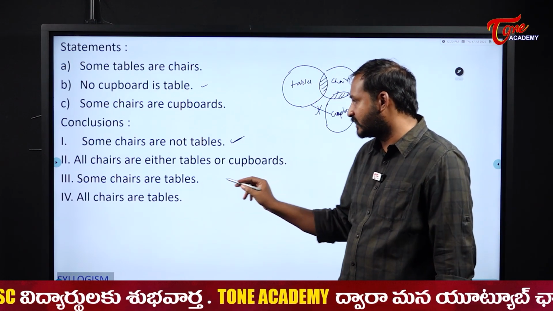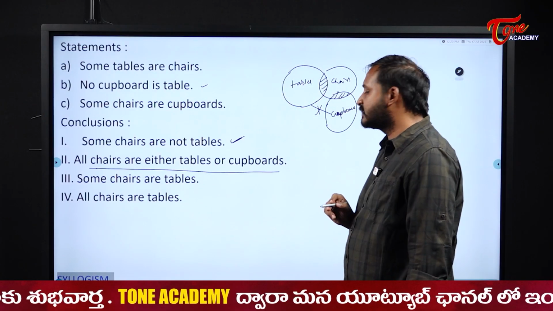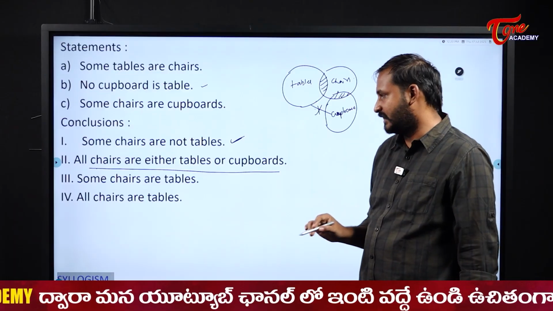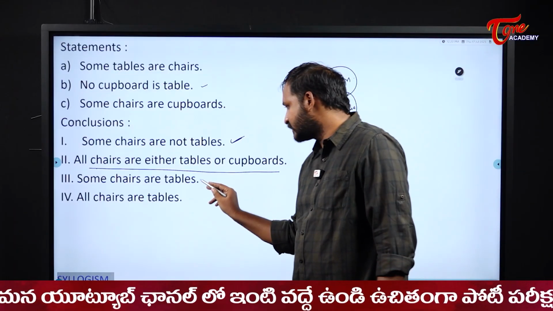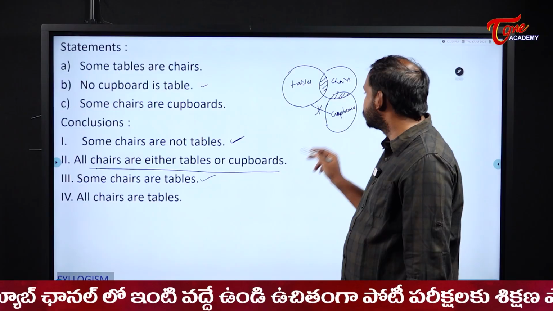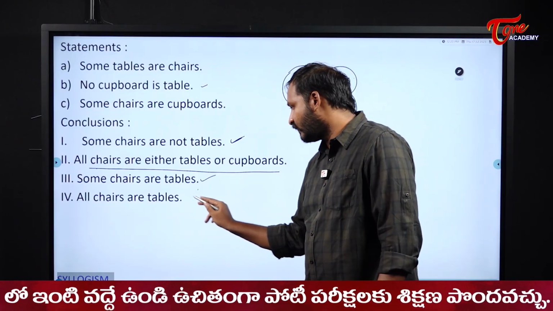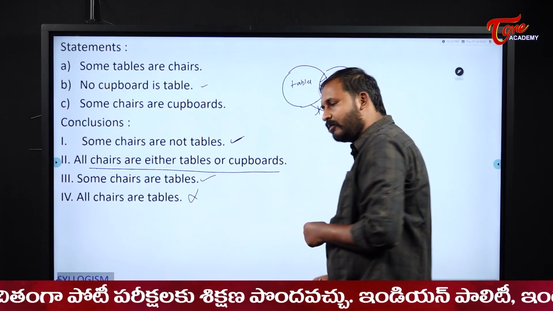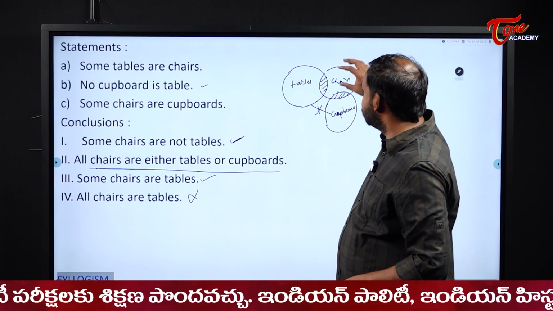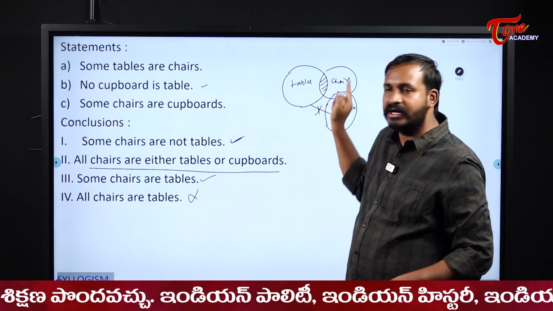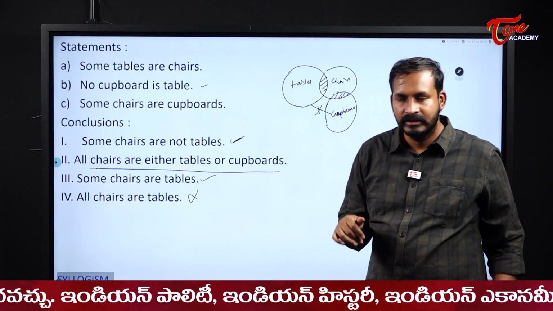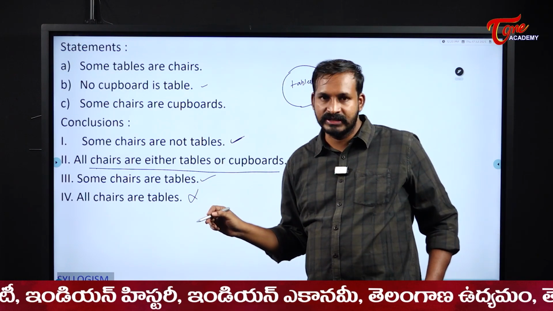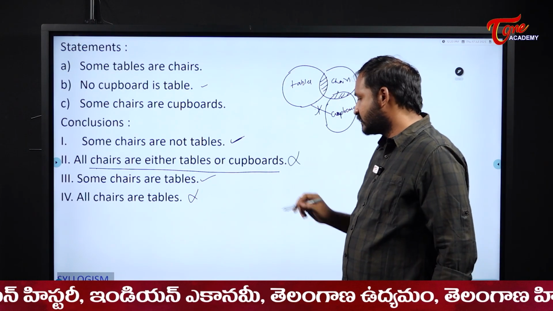Next, all chairs are either tables or cupboards. We will see it. Some chairs are tables, yes, that is correct. All chairs are tables? No, that is false. Now see here students. All chairs are either tables or cupboards, this one is there for me. Now please see here. There are some other chairs also which are not intersecting with the tables or cupboards, right? There is some other area of chairs which is not intersecting my tables and cupboards. Yes, so this is false.